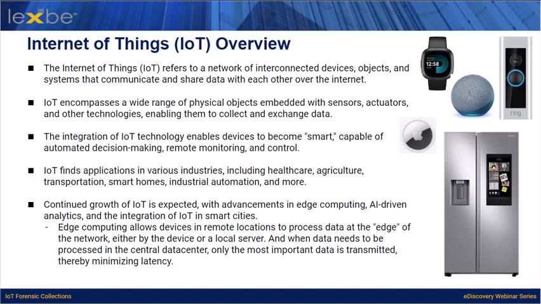IoT encompasses a wide range of physical objects embedded with sensors, actuators, and other technologies, enabling them to collect and exchange data. The integration of Internet of Things technology enables devices to become smart, which I'm sure all of you have heard that term, smart device, capable of automated decision-making, remote monitoring, and control. Internet of Things applications span various industries, including healthcare, agriculture, transportation, smart homes, industrial automation, and more.